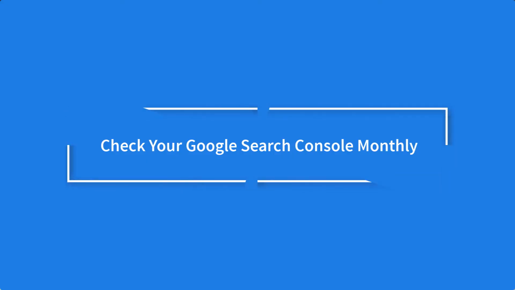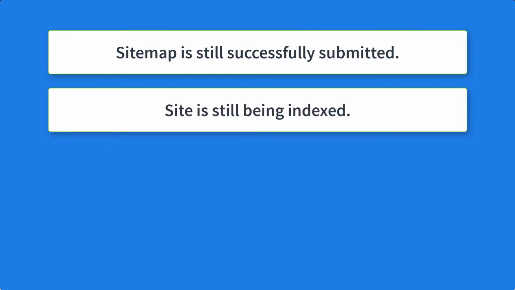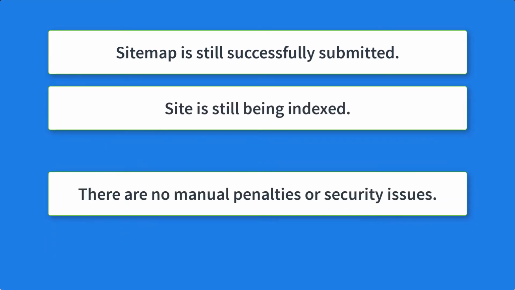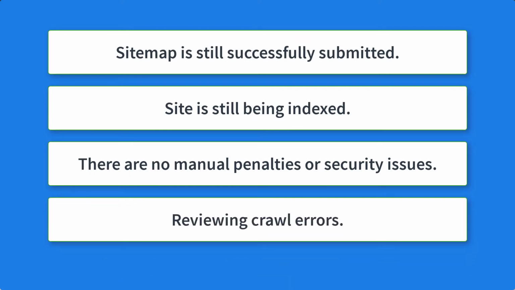Check your Google Search Console monthly. Setting up the Google Search Console is only the first step. It won't do you much good if you never look at it. Try to log in monthly to confirm that there are no issues. A few common tasks to check include that your sitemap is still successfully submitted, your site is still being indexed, there are no manual penalties or security issues, and reviewing crawl errors.